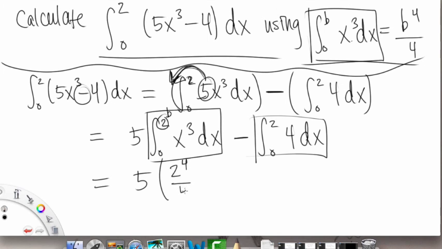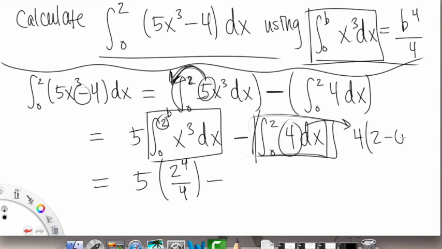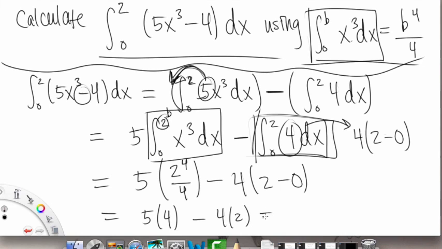So we get 2 to the fourth over 4, and that's going to be minus, and now let's deal with this. So we have the integral of a number, and this is a constant, right? So remember that the integral of a constant is just going to be that constant times b minus a, so that'd be 2 minus 0, right? So we're going to write that here, 4 times 2 minus 0, all right? So then let's see what we get when we simplify. This is 5 times 16 over 4, so that's a 4, minus 4 times 2, so this is equal to 20 minus 8, so our final answer is going to be 12.